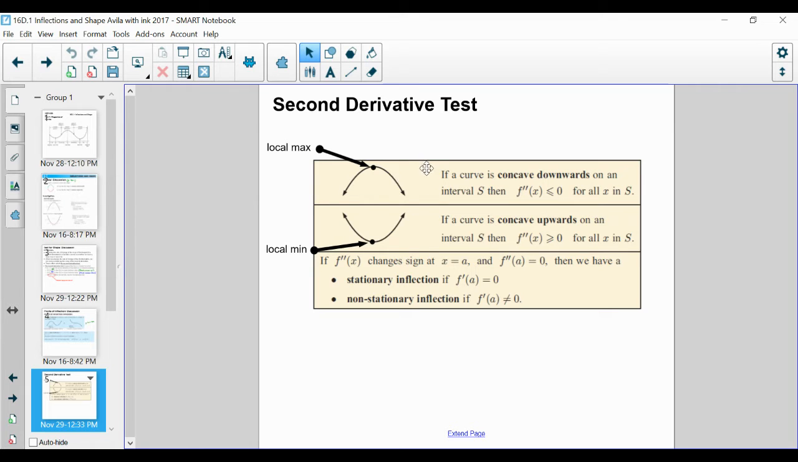Okay, so the second derivative test says that if a curve is concave down on the interval, then the second derivative is negative, and therefore we must have a local max. If the second derivative is positive on an interval, then my curve is concave up, and I must have a local min. However, if the second derivative at a particular value is equal to 0, then we likely have an inflection point. It's stationary if the first derivative is equal to 0. It's a non-stationary inflection point if the first derivative is not equal to 0.